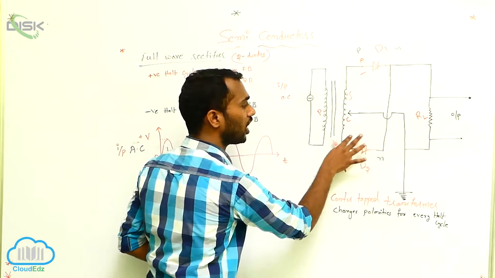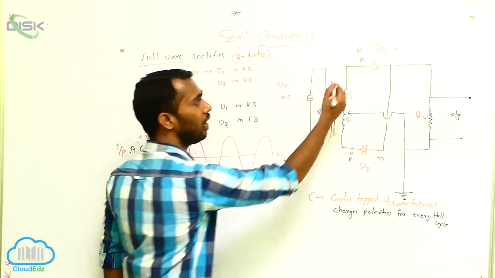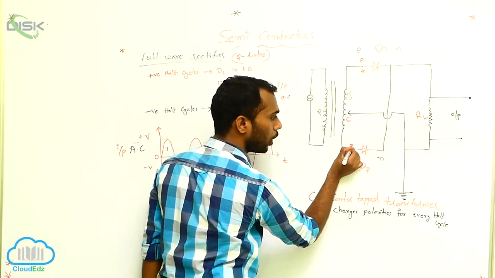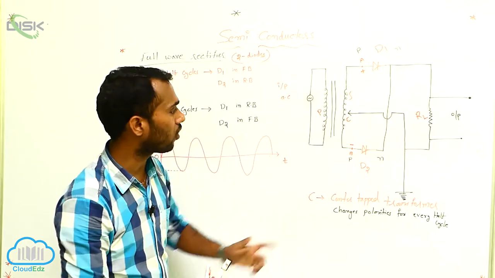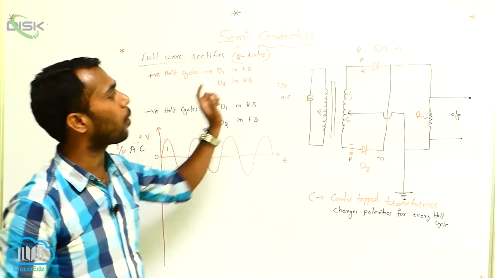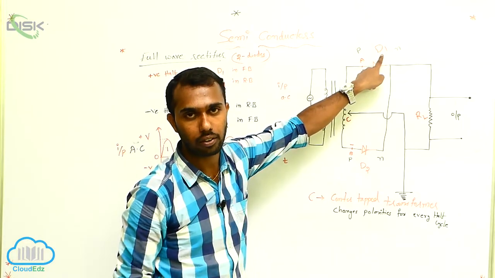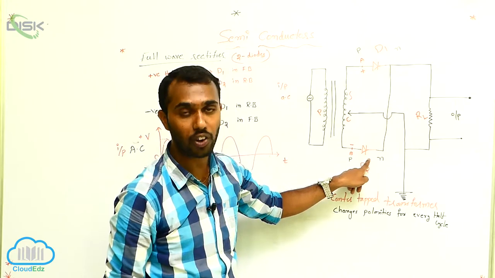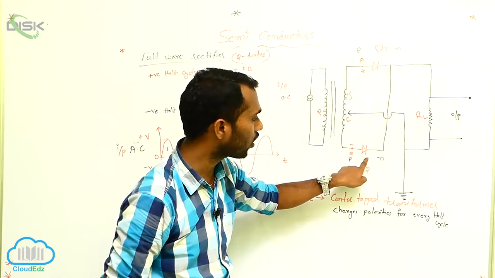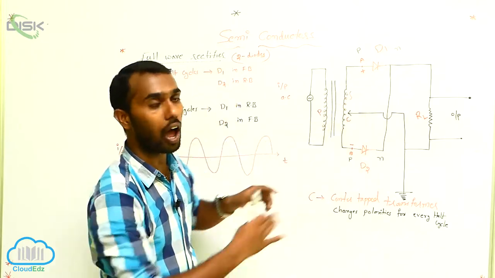Whenever it is a positive half cycle, what are the polarities? For the positive half cycle, diode D1 is in forward bias, A behaves as plus and B becomes minus because of the center tap transformer. For the first positive half cycle, diode D1 is in forward bias, diode D2 is in reverse bias. Forward bias allows the current. Reverse bias does not allow the current. So this diode D1 is allowing.